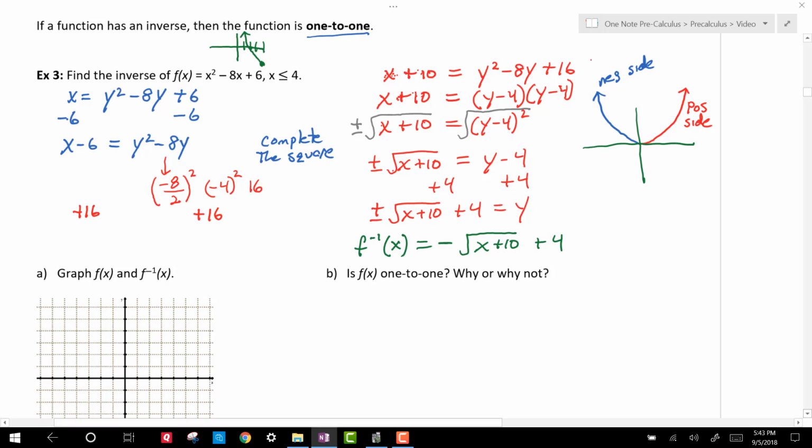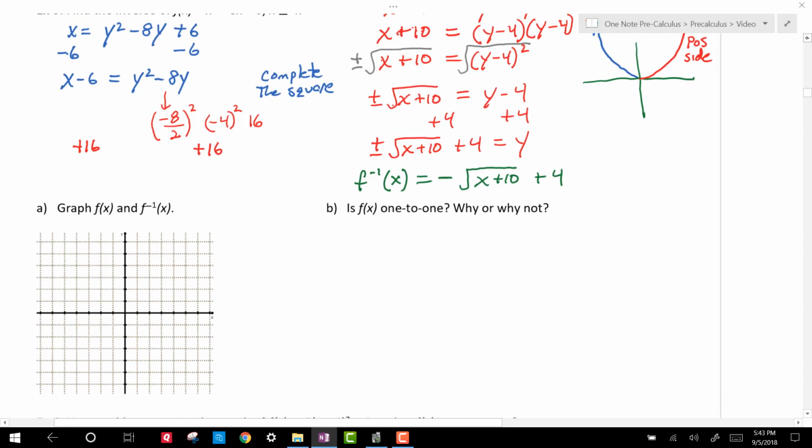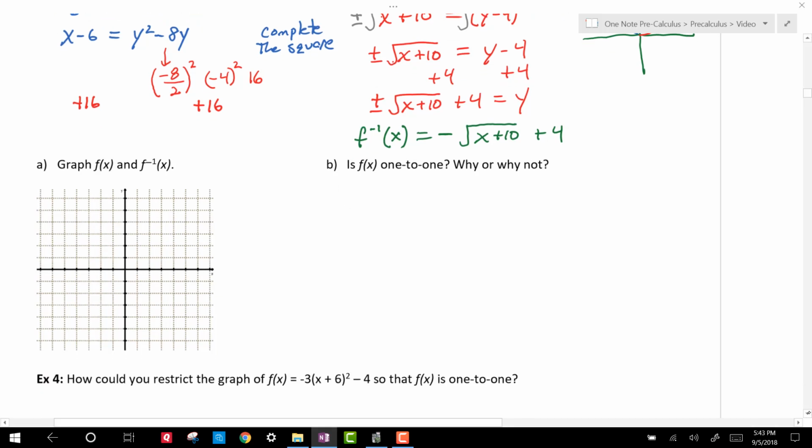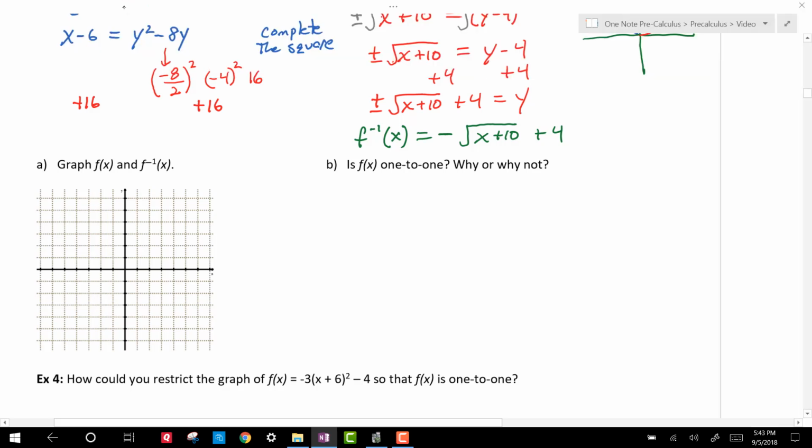Okay? So, it says to graph f of x and f inverse of x. Well, to graph f of x, I'm actually going to graph f inverse first because I think it's easier. I've got a square root function, so I'm going to graph f inverse first. I think that's going to be the easiest way to go here. So f inverse has a starting point at negative 10, comma 4.